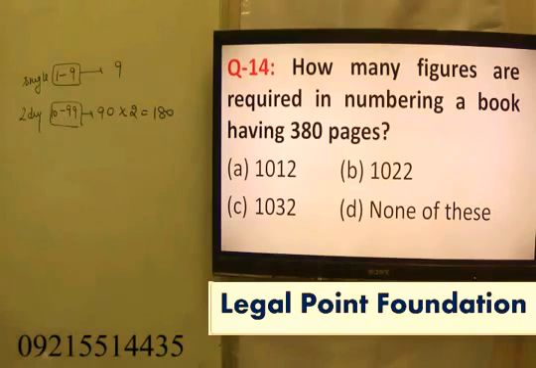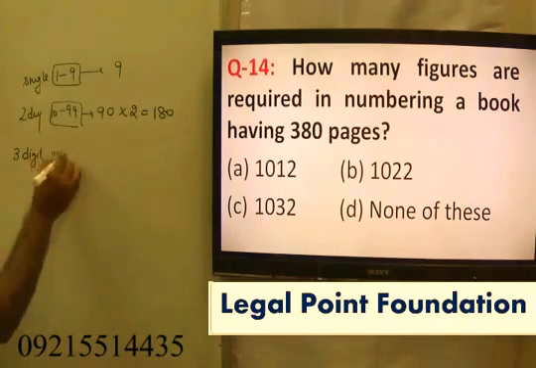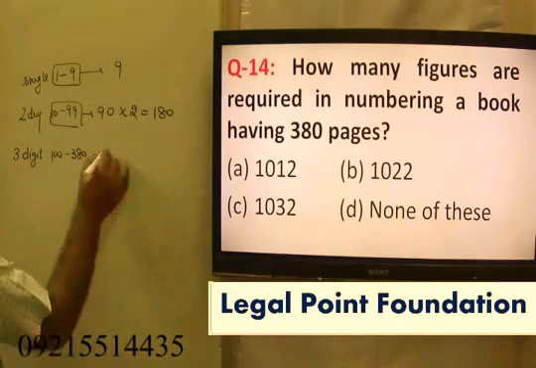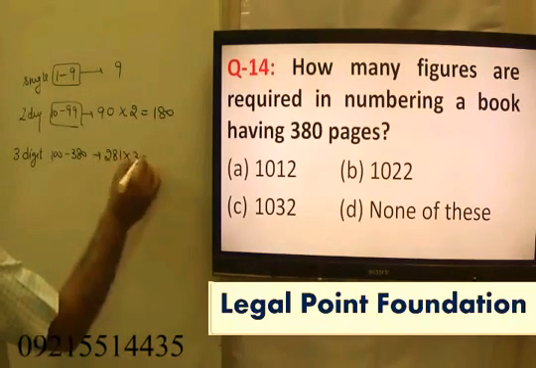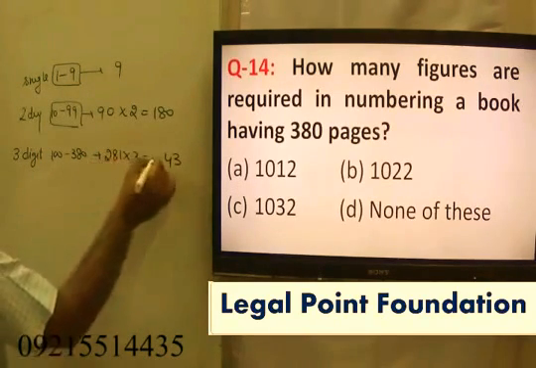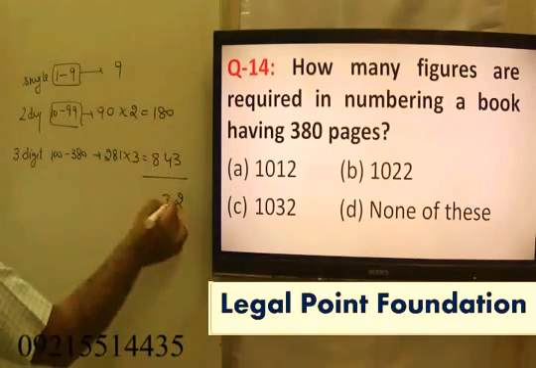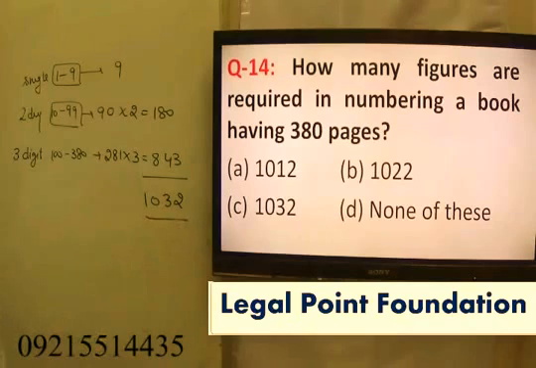Then I have to go for 380 pages. It means I have to take the 3 digit pages from 100 to 380. How many pages are there? A basic question. 380 minus 100, 280 plus 1. That is 281, into 3, right? 3 times 1 is 3, 3 times 8 is 24, 4 carry 2, 6 and 2, 8. Add them: 3, 9, 12, 2 carry 1, 4, 1, 5, 8, 13, 3 carry 1, 10. So the answer is said to be 1032. What will be the answer to the question? Question 14 answer is C. How many digits are required for numbering a book having 380 pages? 1032. That becomes your answer.